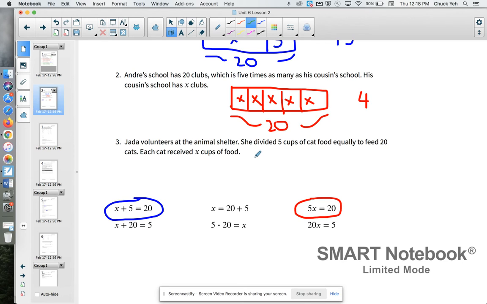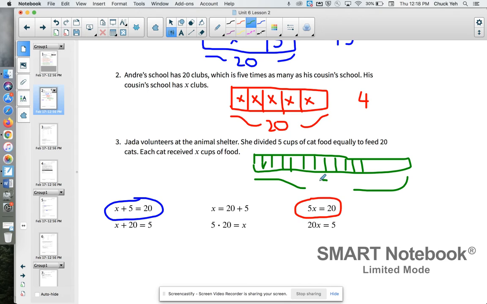I mean, this would be kind of long, but you would do 20, 21, 22, 23, 24, all the way to 20, and then this would be 5. So what would you do? I would do 5 divided by 20, and then that would be 0.25. Which one would have 0.25? That would be X, and then that would be the correct answer.